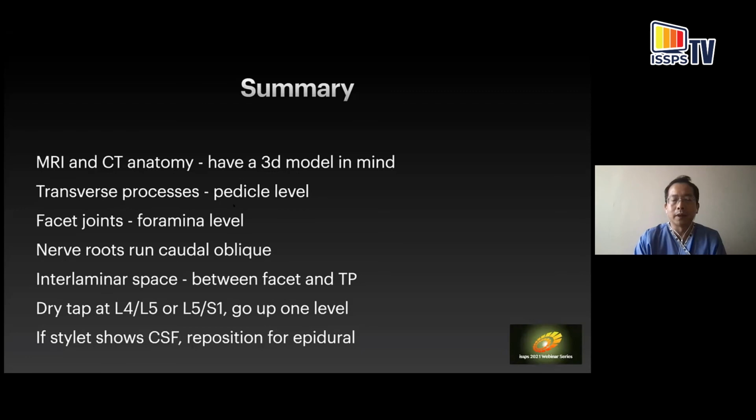If you see transverse processes, you're likely to be at the pedicle level. If you see the facets, you're likely to be at the foraminal level. The lumbar nerve roots run in an inferior and caudal oblique course. The interlaminar space is seen between the facet and the transverse process. And if you encounter a dry tap, then go up one level. If the stylet withdrawal reveals CSF, then withdraw gently, and reposition for an epidural injection.